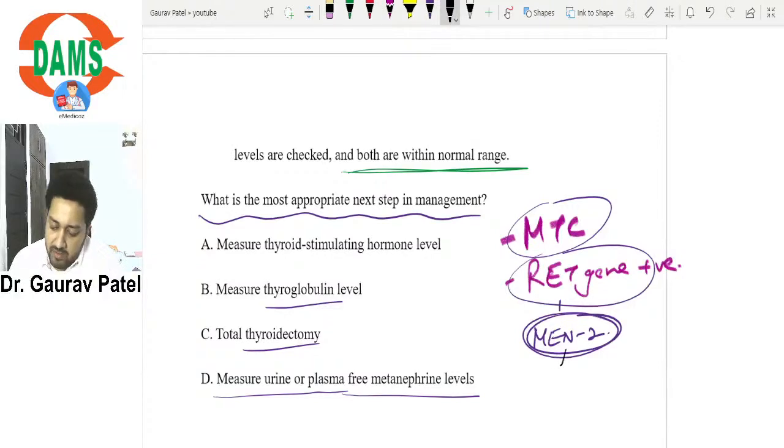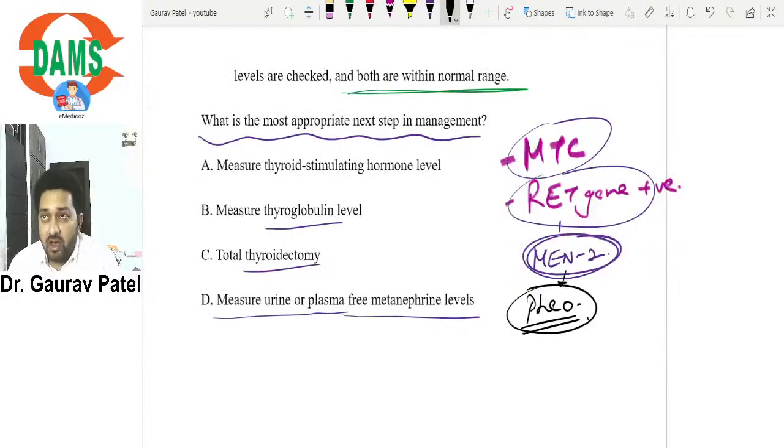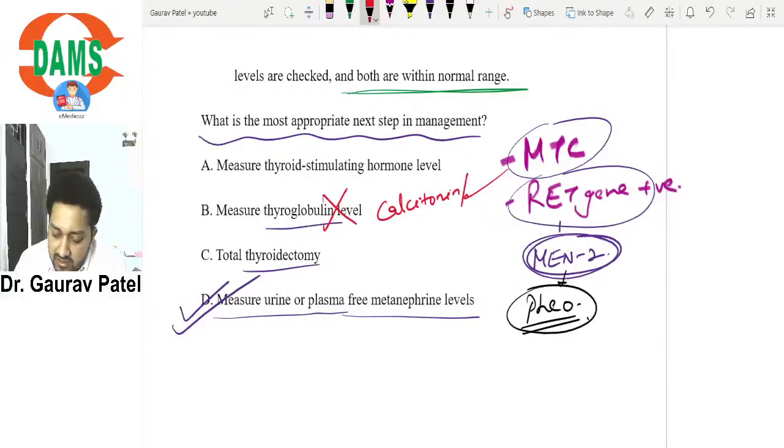So in MEN 2 syndrome, one very important thing which can be seen is pheochromocytoma. And if there is pheo, you have to deal with pheo first. So that's why measure the urine or plasma free metanephrine level. Yes, rule out pheochromocytoma. All of you are correct. Thyroglobulin level is not going to be of any use in case of medullary thyroid cancer. Here serum thyroglobulin is not the tumor marker. Here the tumor markers are calcitonin and carcinoembryonic antigen.